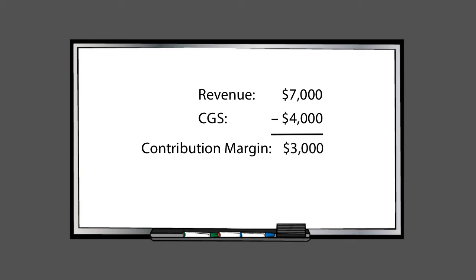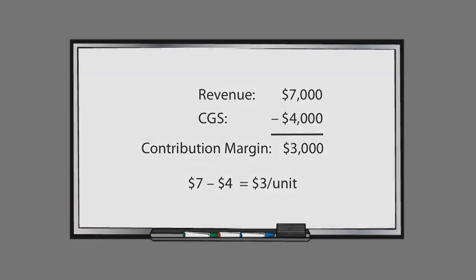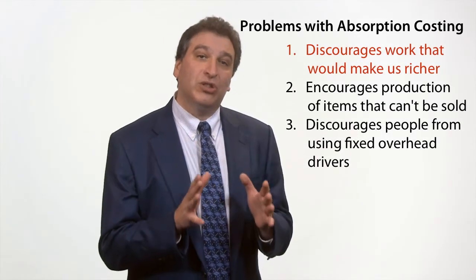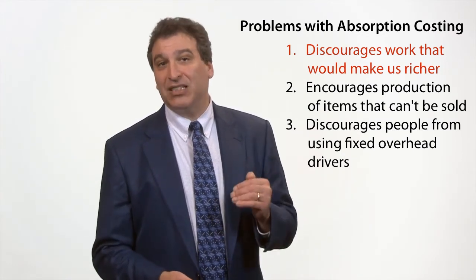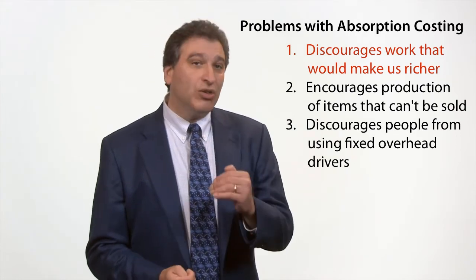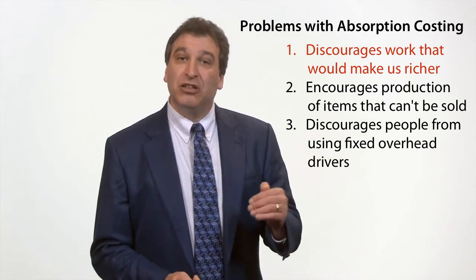That fits perfectly with the economics of production as laid out in our cost volume profit model. The contribution margin on each unit is the $7 of revenue minus the $4 of variable costs. So unit contribution margin, $3 a unit. Total contribution margin from this job, $3,000. So we've solved the first problem of absorption costing as well. If a job has a positive contribution margin, it will increase your income to take it on under variable costing.